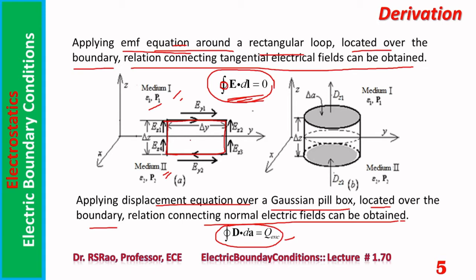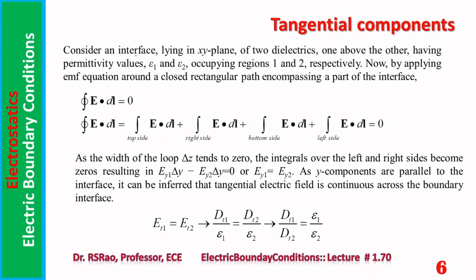To obtain normal component boundary relations, we consider a Gaussian pillbox. It is shown here. Half of the pillbox is above the xy plane, the remaining half is below. Above the xy plane, medium 1; below the xy plane, medium 2. Now the closed surface integral of D dot dA is evaluated using this Gaussian surface. That integral results in the normal boundary conditions. So the detailed application is shown here.